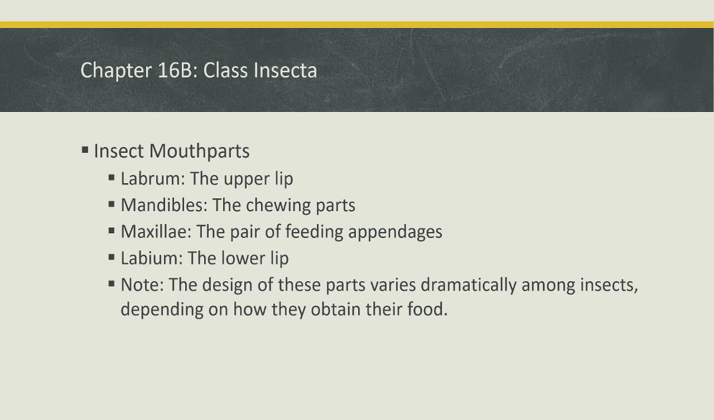Or are we talking about something that chews food, or something that secretes some kind of digestive juice and then sucks up the digested food through a tube, instead of more like a spear kind of thing? So yeah, the feeding appendages can vary a lot. And then the labium is the lower lip. I already touched on this: the design of these parts varies dramatically among insects depending on how they obtain their food.